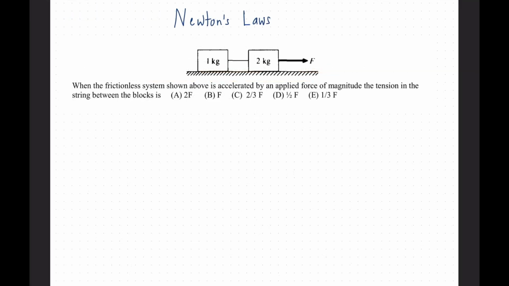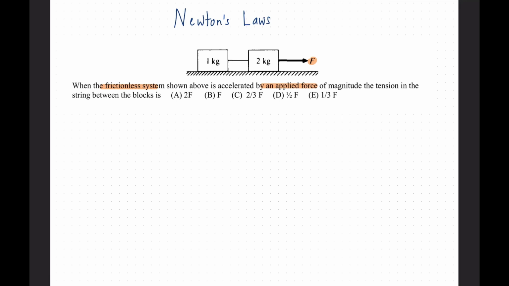Let's look at another question of similar kind, but this time we have got a string in between the two blocks. The frictionless system shown above is accelerated by an applied force. So again there is no friction, it's a frictionless system. There is an applied force of magnitude F. The tension in the string will be, so we want to find what's the tension between the two blocks.